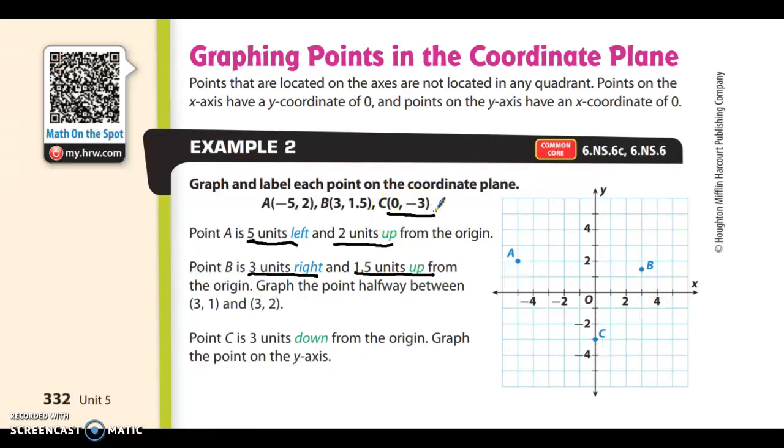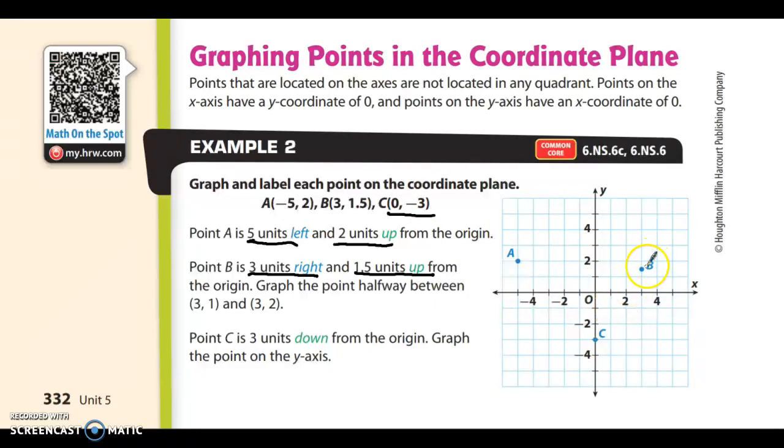What does that mean? The first number is always how far you go over, left and right, on the x-axis. If it's a 0, that means it doesn't go anywhere. It's like saying over 0. When I see this right here, I say over 0. So if I start here and I go over 0, that means I don't go over any. The negative 3 though means down 3, so it's right here.